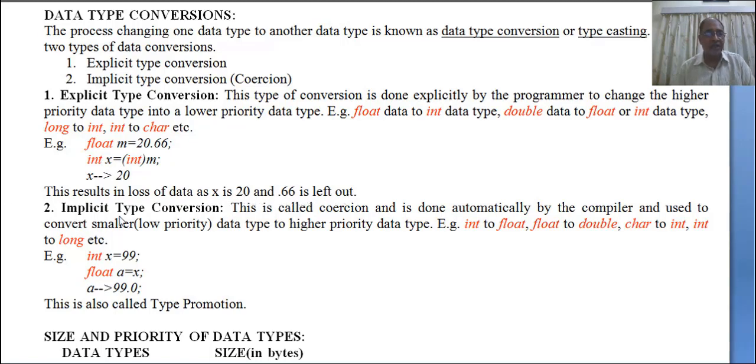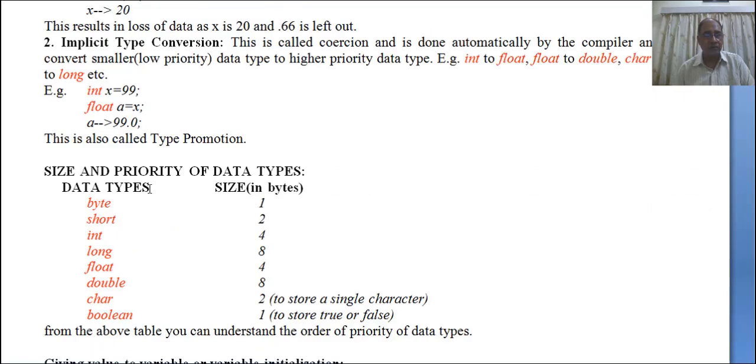Then implicit type conversion. This is called coercion, is done automatically by the compiler and used to convert a smaller, that is low priority data type, to a higher priority data type, that is int to float or float to double, character to int or int to long. This is called type promotion also. Suppose we have int x is equal to 99, we can say float a is equal to x. So the value of x, which is 99, gets converted into float, which becomes 99.0. This is called type promotion. So this is about implicit type conversion.